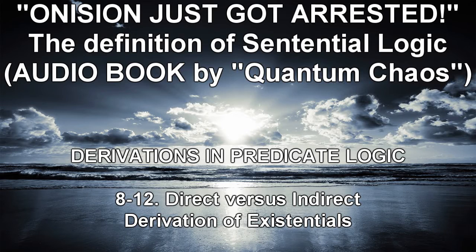12. Direct versus indirect derivation of existentials. Adding O to our list of rules enables us to show universals using indirect derivation. This particular use of O is really no big deal, since we already have a derivation technique, universal derivation, that is perfect for universals.